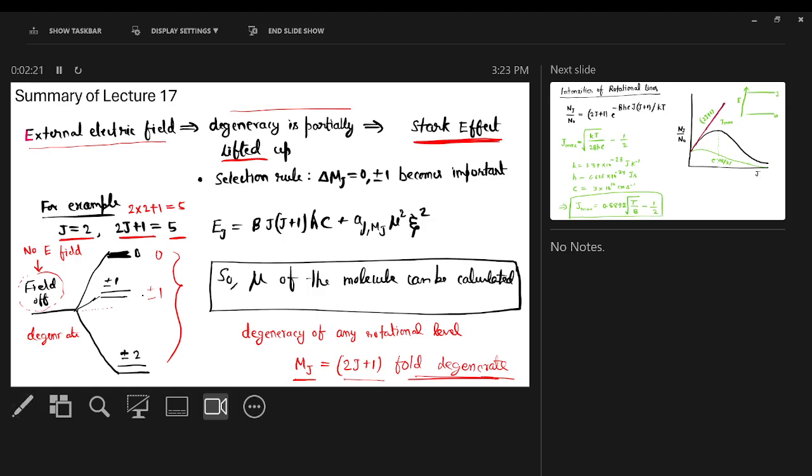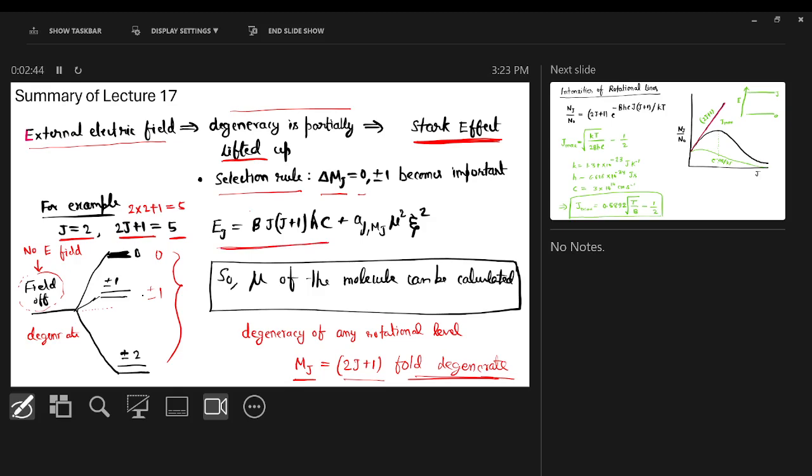When the Stark effect comes into the picture, we will have an additional selection rule, that is delta M_J equal to 0 or plus-minus 1. And the energy of any rotational level after the application of the electric field is given by this equation.